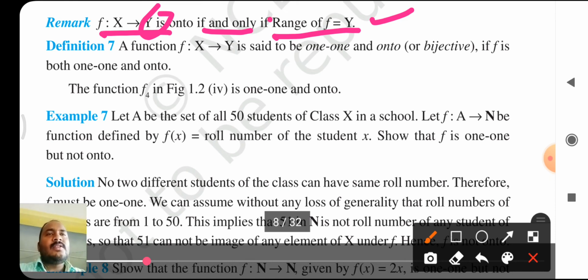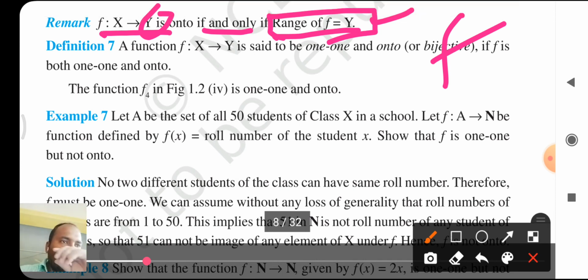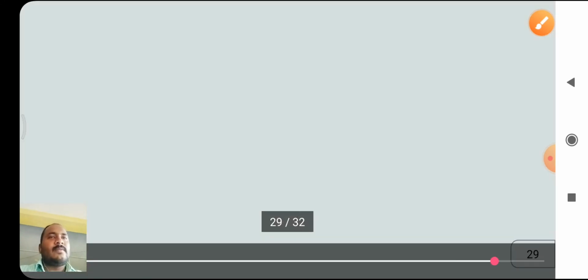Suppose in any function the range of f is equal to y, then we say that f is an onto function. Otherwise, f is not an onto function.